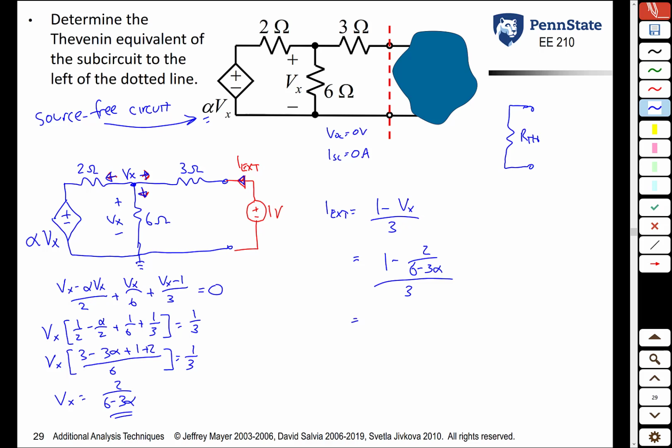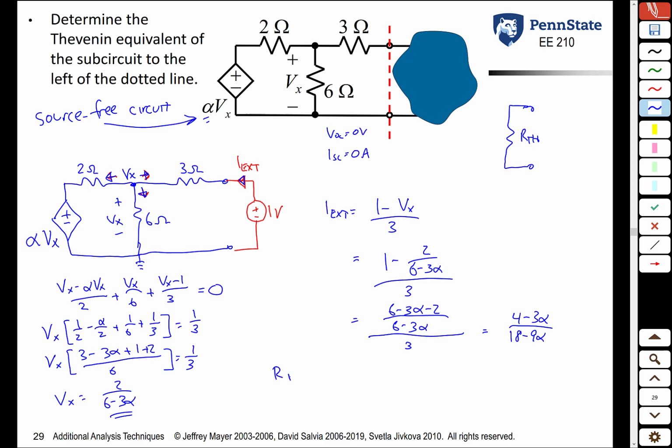So the numerator, getting a common denominator within the numerator, we get 6 minus 3 alpha minus 2, all over 6 minus 3 alpha, divided by 3. You work out the math, you get 4 minus 3 alpha all over 18 minus 9 alpha.